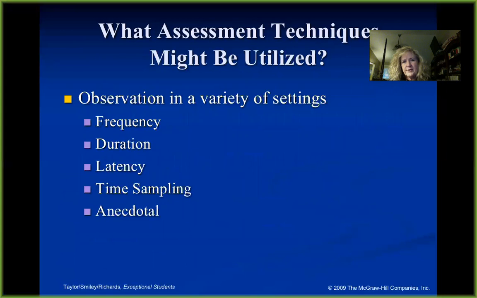We always want to observe the student in a variety of settings. We want to look for particular types of behaviors in a variety of settings. We want to look at the duration and the frequency of the behavior or the lack of a skill, its appearance or lack of appearance in particular settings. We want to take anecdotal data, and your book talks quite a bit about this process as well.